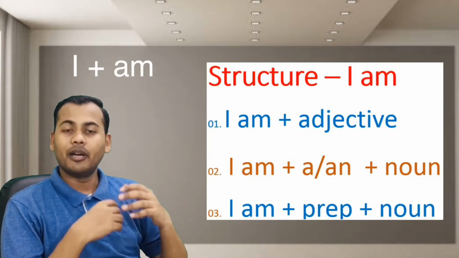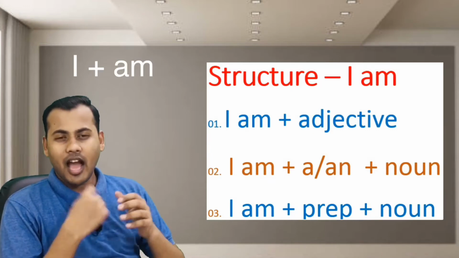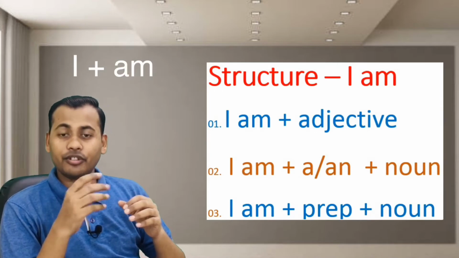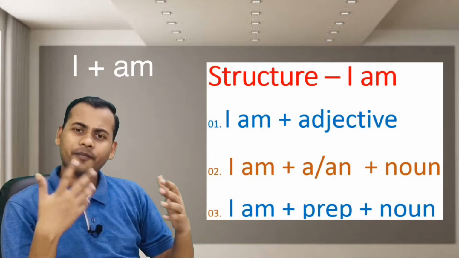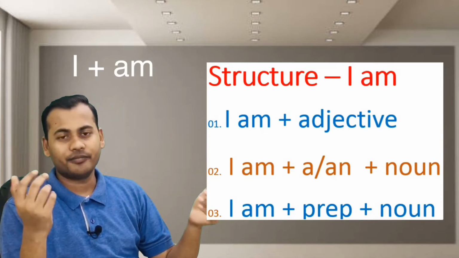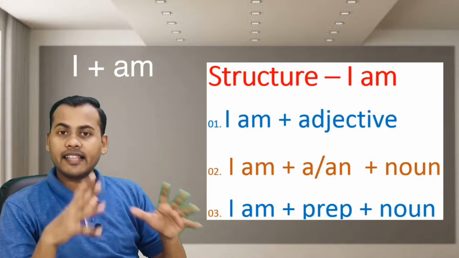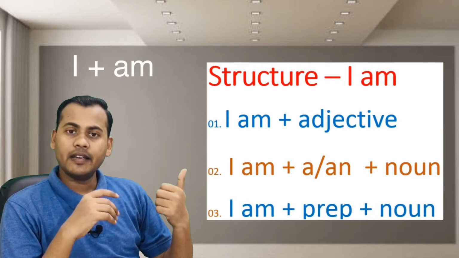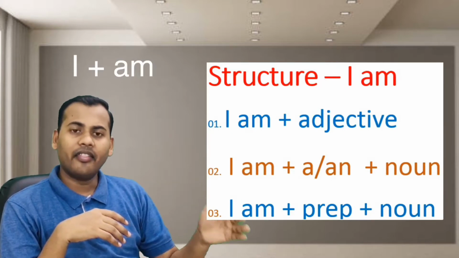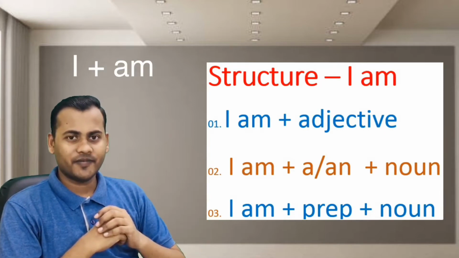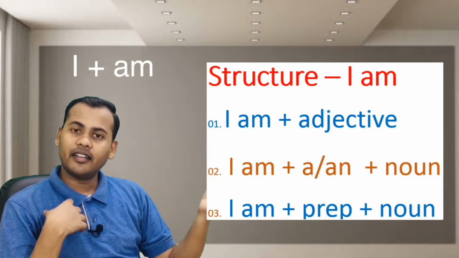As I told you in my previous lesson as well, an adjective is something that we use to describe something. Either it's you or somebody else or a thing or anything you want to talk about. It helps you to describe or talk about its quality. The second structure I've got you here is I plus am, and then you can use a or an and then add a noun. So I am a or an and then a noun word.